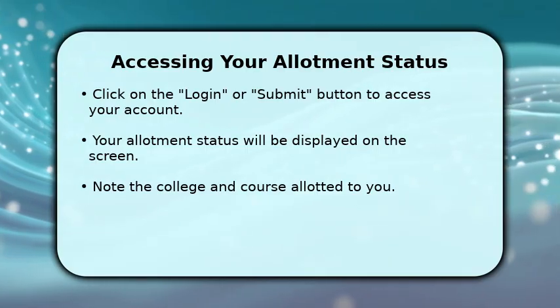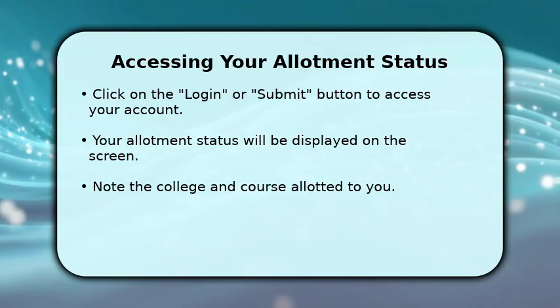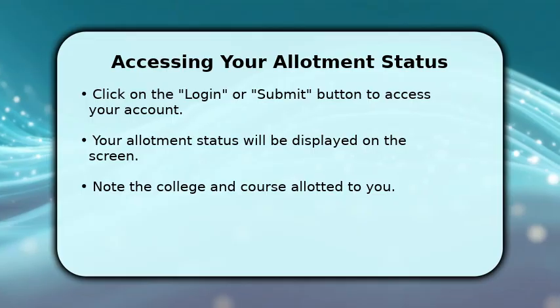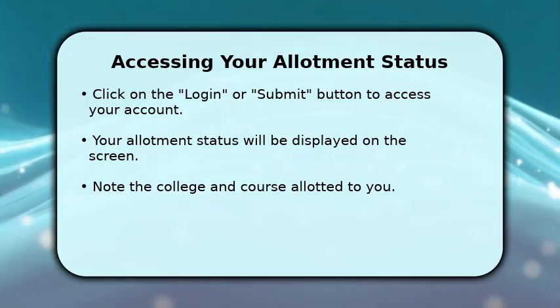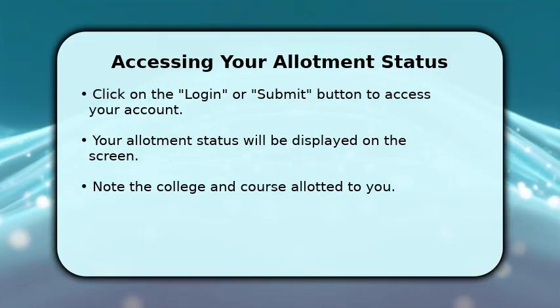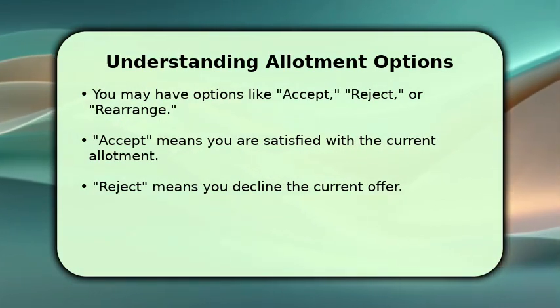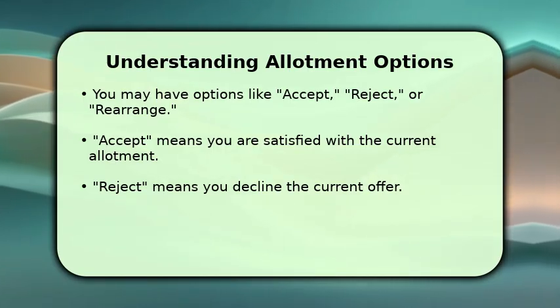Take a moment to carefully note the name of the college and the specific course that has been allotted to you. It's crucial to also look for any accompanying instructions or important deadlines, as these will guide your next steps in the admission process. Once you view your allotment, you'll typically see several options such as accept, reject, or rearrange.